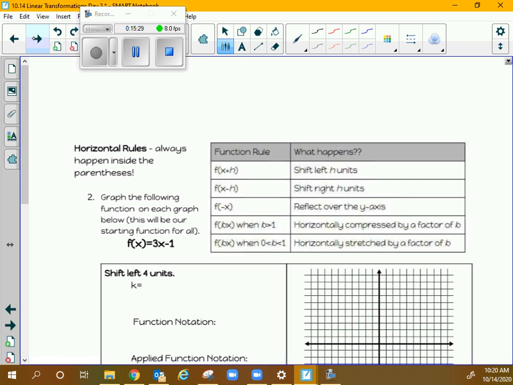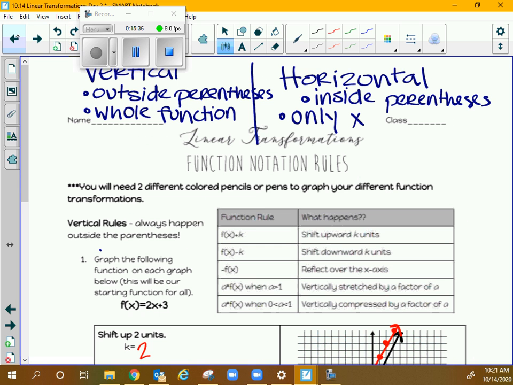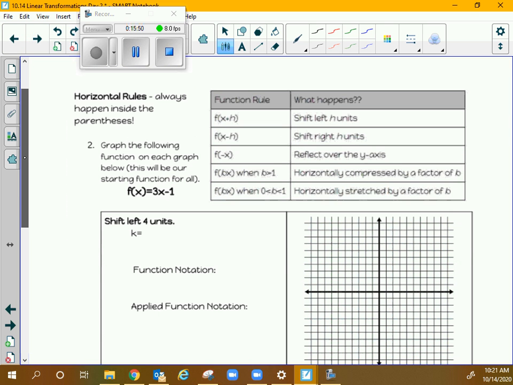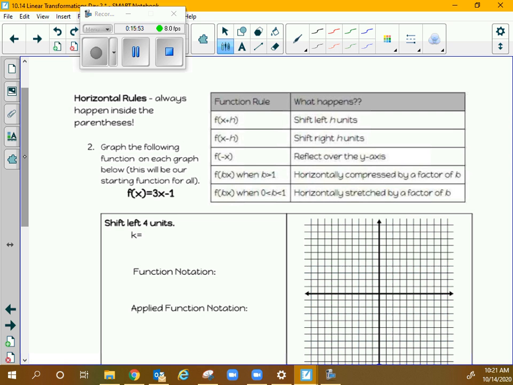So, now, horizontal rules, we're shifting to a different section now. Remember at the beginning I told y'all to write vertical is outside the parentheses, it happens to the whole function. Horizontal, everything happens inside and it only happens to x. Okay, so these are going to be shifts left and right. We're going to reflect over the y-axis and then horizontally compress and horizontally stretch.